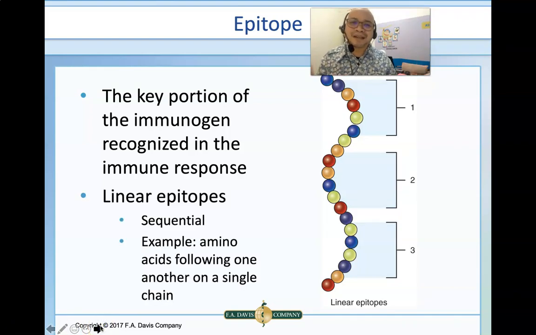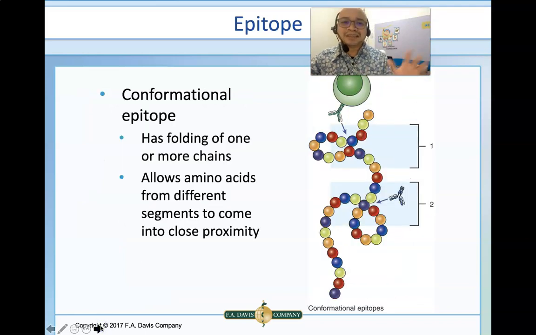So there are several forms of an epitope. An example here is the linear epitopes, wherein the amino acids are sequential, which means amino acids following one another on a single chain. That's why it is called a linear epitope. There is also what you call a conformational epitope. As you can see, it has folding of one or more chains. So you have a folding here, and then you have another folding here. So what's the advantage of a conformational epitope?